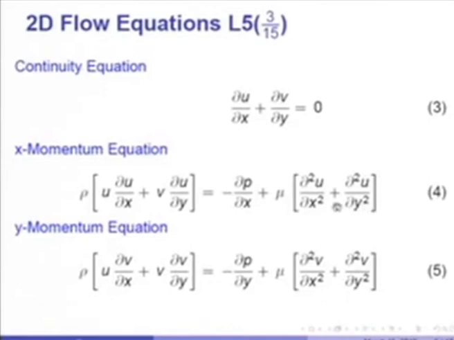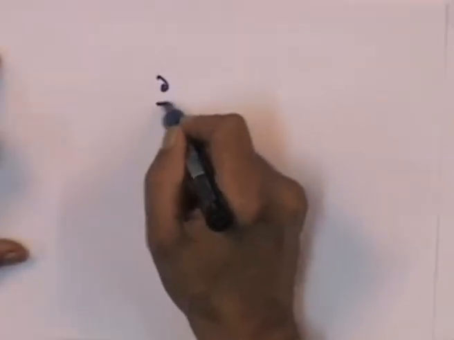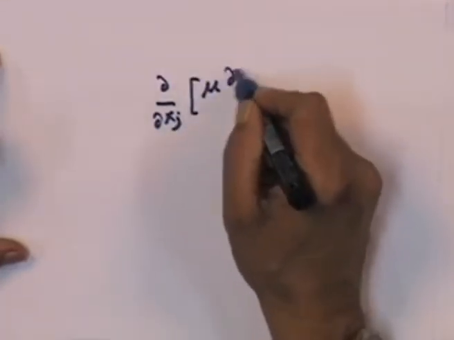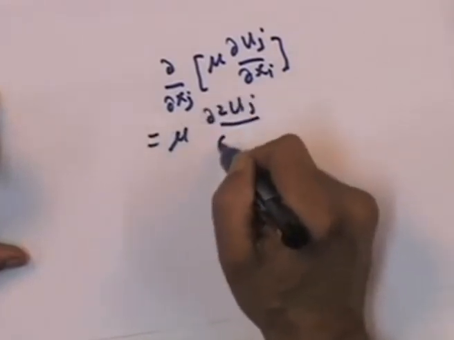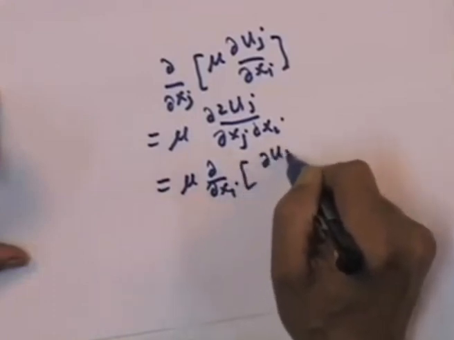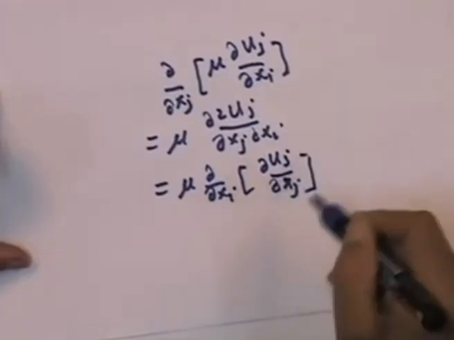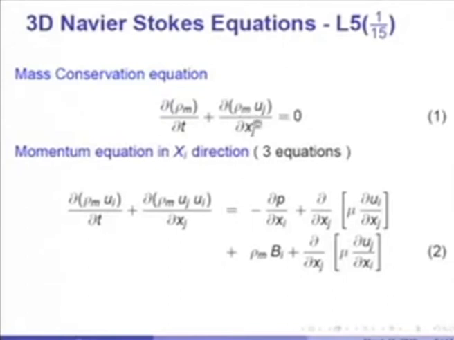This requires a little explanation. For example, if mu is constant, then d by dxj of mu times duj by dxi would be mu times d2uj by dxj dxi, that will be equal to mu times d by dxi of duj by dxj, and that is 0 by the continuity equation, or for constant density duj by dxj is equal to 0, and therefore, this term simply vanishes.